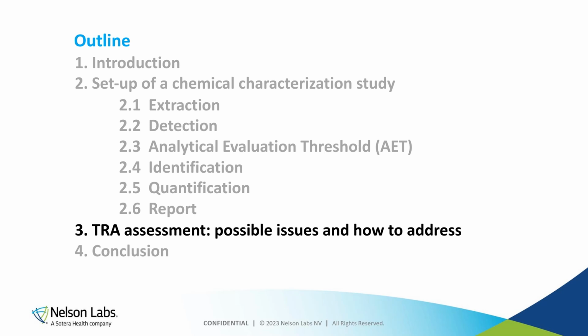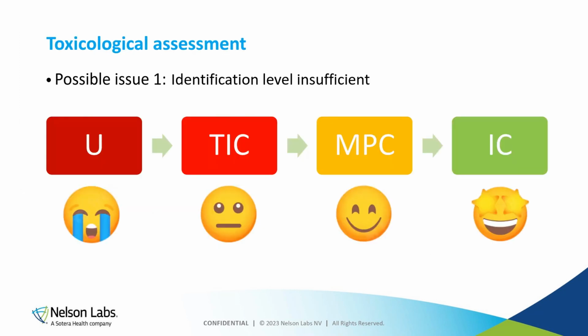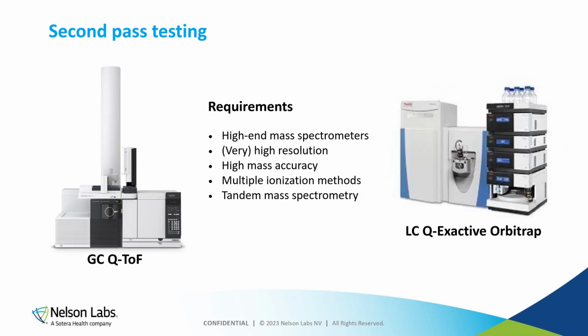Now, which possible issues might a toxicologist be faced with during a chemical characterization assessment, and how can these be addressed? A first possible issue is indeed that the identification level is insufficient if there are too many unknowns. In that case, we offer second pass testing. Second pass testing is done with high-end equipment, as can be seen here.